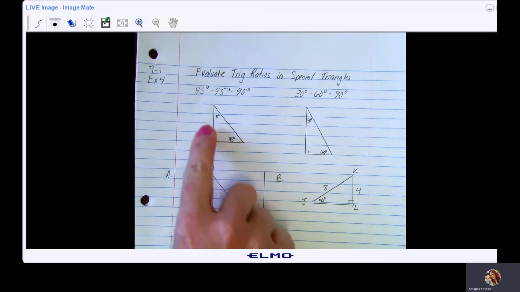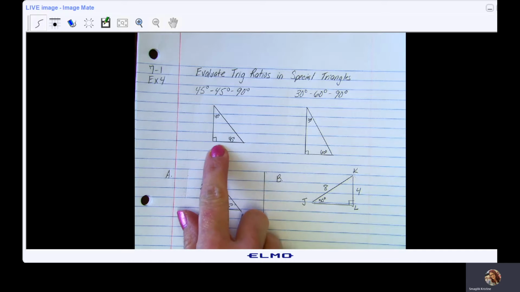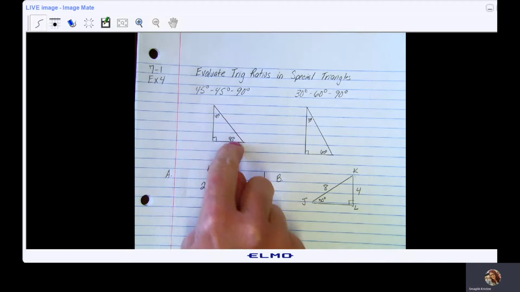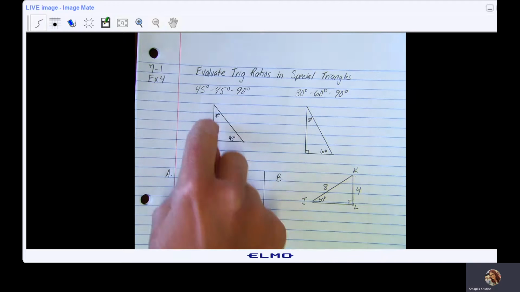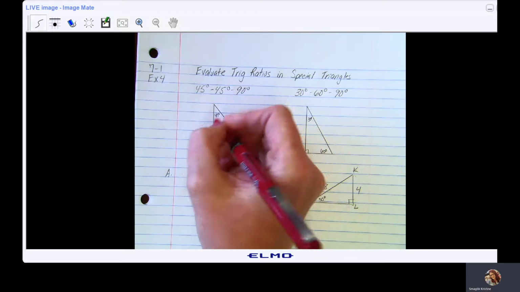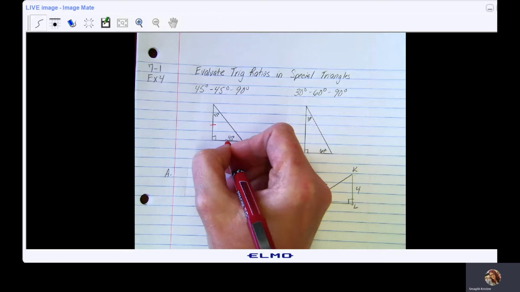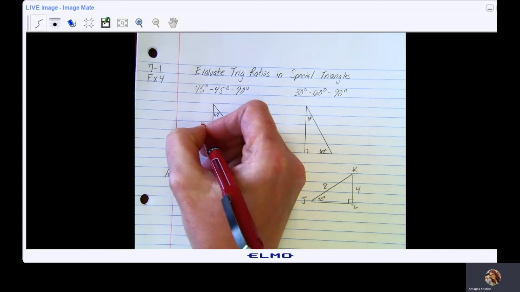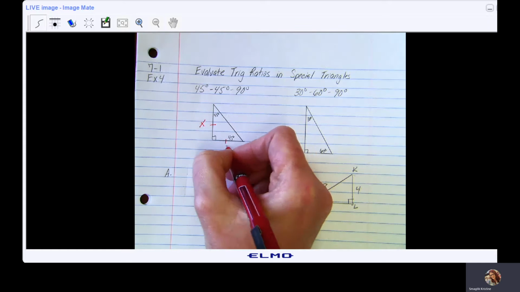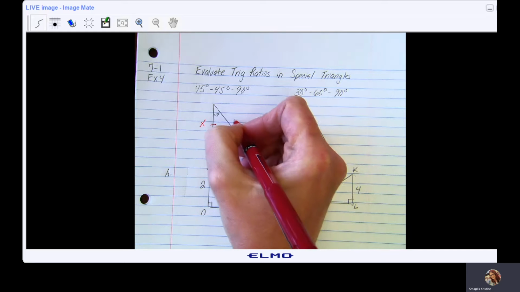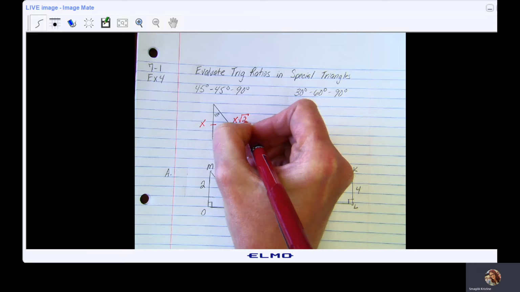So if we look here at this 45, 45, 90 triangle. Remember, this is isosceles. If your angles are congruent, that means your legs are also congruent. So this side is going to be congruent to this side. Now, our measurement, we're just going to call it x. They're the same. And the hypotenuse is going to be whatever those leg measurements are times the square root of 2.